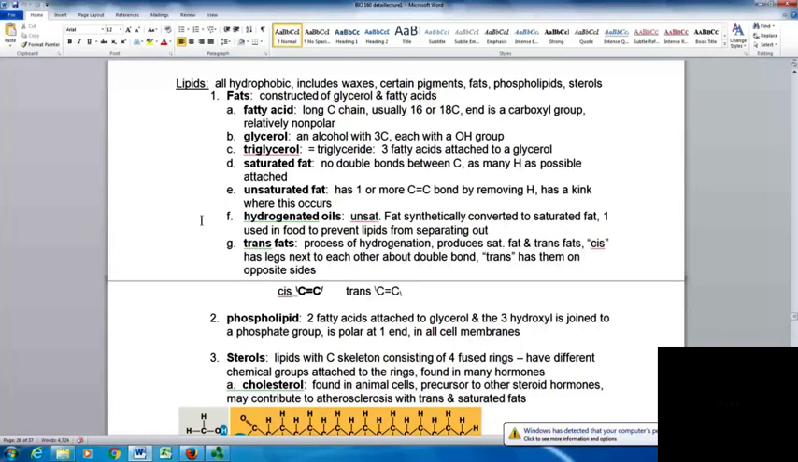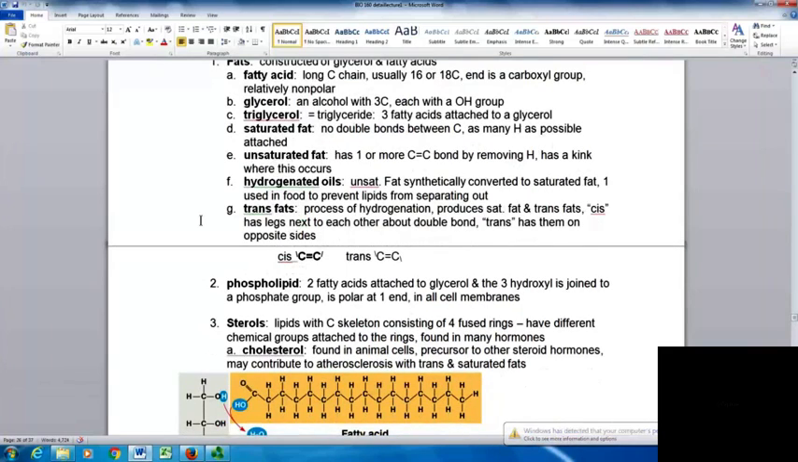With hydrogenated oils, here we take unsaturated fats and synthetically convert them to more saturated fats. So this has been used in food to prevent lipids from separating out as well. So the process of hydrogenation will produce what we call trans fats. So when this happens, you're going to have the molecule of interest being on the same side of the carbons in the carbon-carbon double bond. That's going to be the cis format. The trans format is going to have them on the opposite sides.